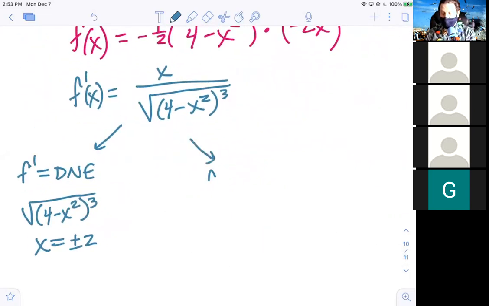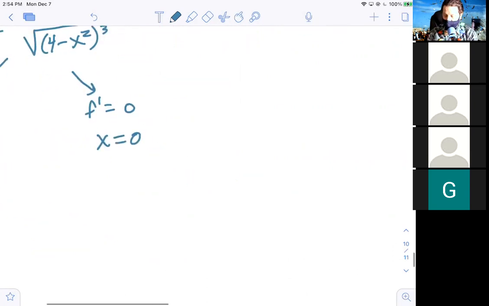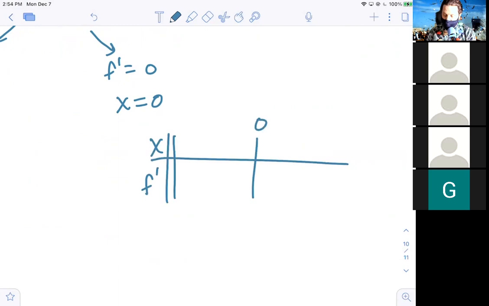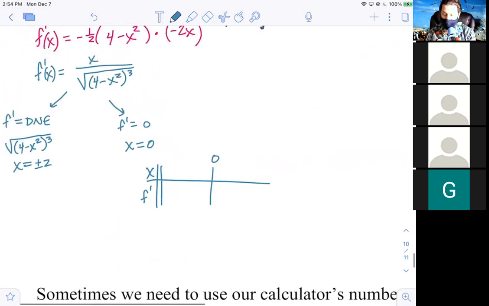All right. Now, where is f prime equal to 0? That's when the numerator is 0, and that's 0. So that's the only critical value. I wonder if that's a local max or a local min. You think that'd be helpful to know? Yeah. So let's go ahead and set up our number line chart. x, f prime, 0.